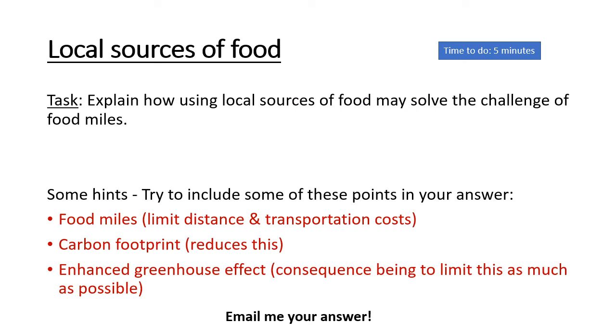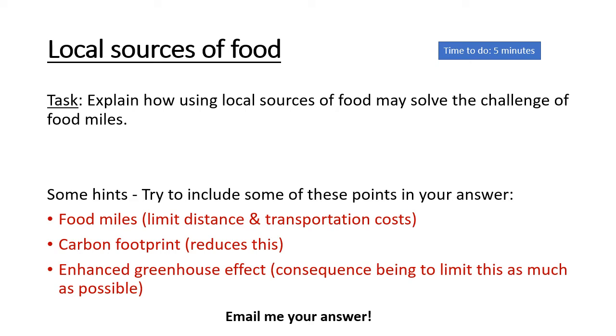Okay, so let's start with local sources of food. Your task is to explain how using local sources of food, that is, food bought within the local area, very close to you, may solve the challenge of food miles. Some hints. Try to include some of these points in your answer. The idea of food miles, obviously. We want to talk about that. Carbon footprint is a key term you need to include, and the enhanced greenhouse effect.